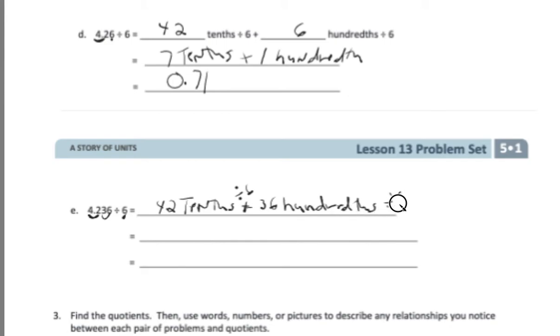Also divided by 6. Okay. Now the next step was we actually did those divisions. So let's do that up here. 42 tenths divided by 6. That's 6 tenths.